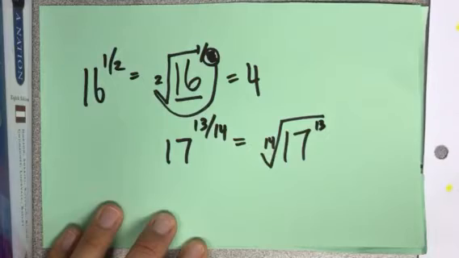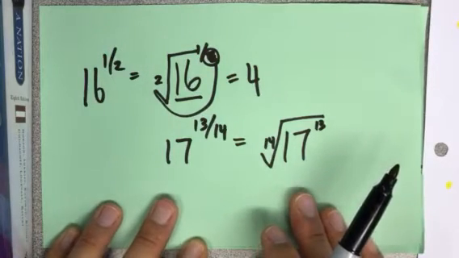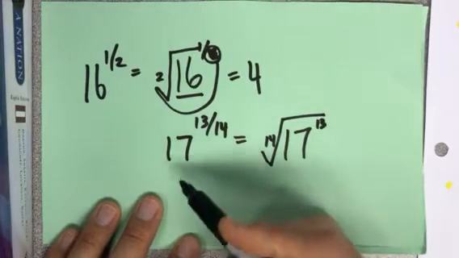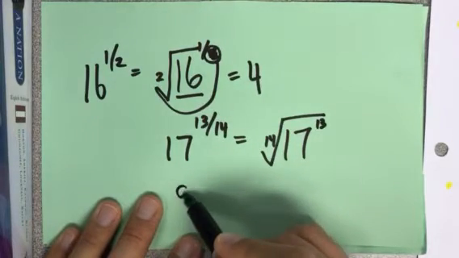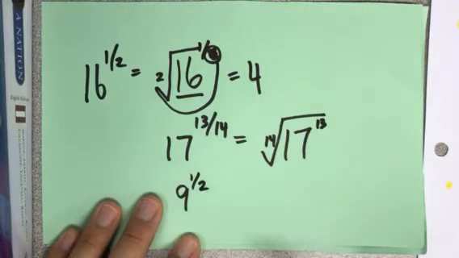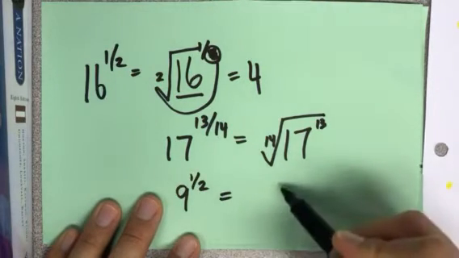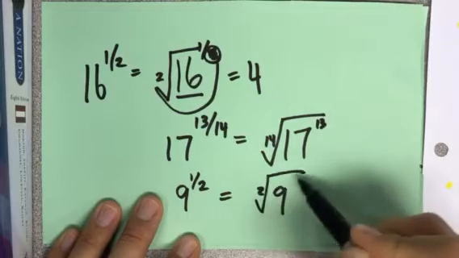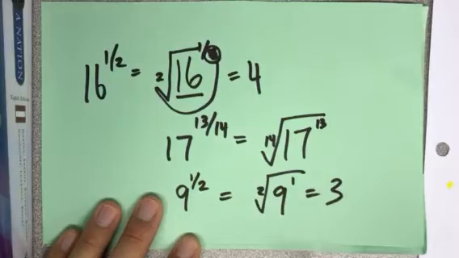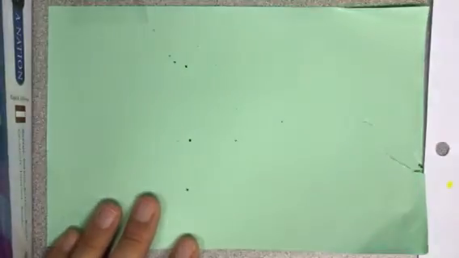Because this is going to be tested over and over and over on the SAT. I'll give you a realistic one now. I'm trying to think of a number. Okay, 9 to the half. Okay, 9 to the half is the same thing as square root of 9. Do you get that? So that would equal 3. So I hope you guys understand that. Now I'm going to move on.